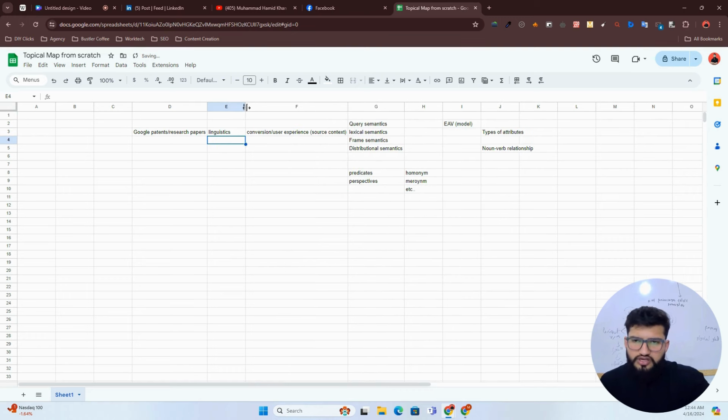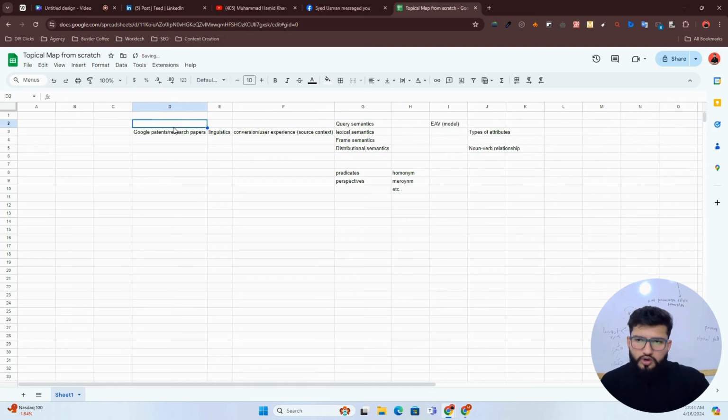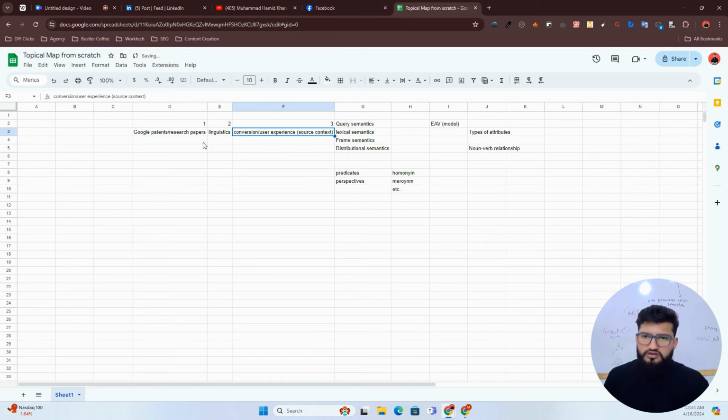So these three are the core components that will shape the topical map we're going to create. One, two, and three. Let me break it down. Google patents and research papers mean the concepts or terminologies we're going to apply here practically are basically coming from Google's own research papers, which are written by Google scientists or engineers.